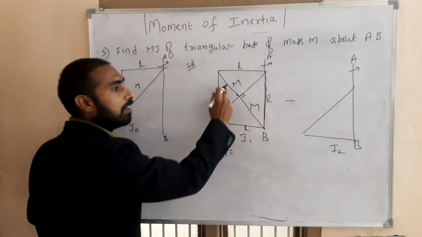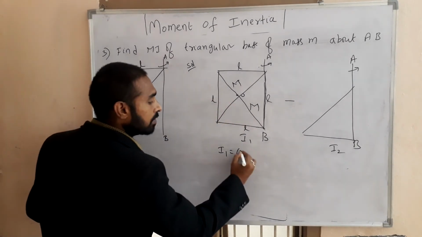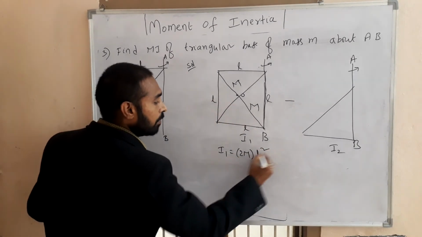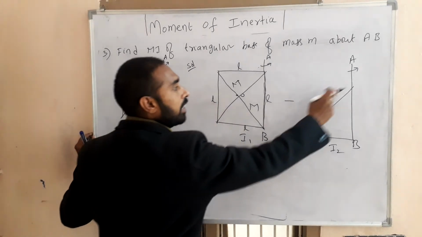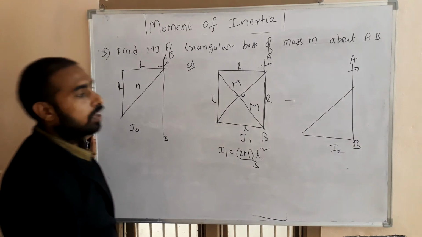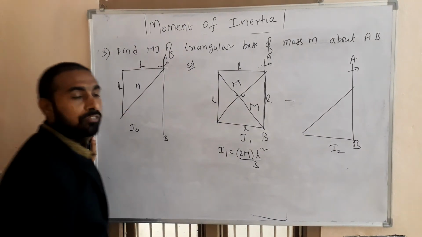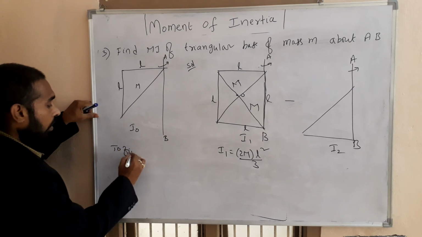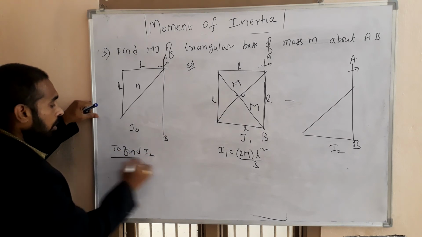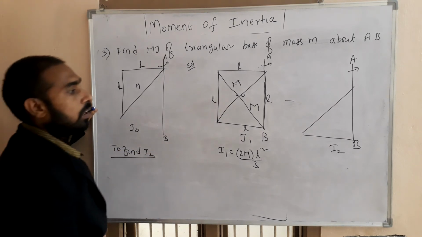Here instead of m I will write 2m, since the total mass is 2m. So I1 is 2m L² by 3. Now I would like to find the moment of inertia of this portion, I2. How can I find it? What is the procedure I would like to follow?